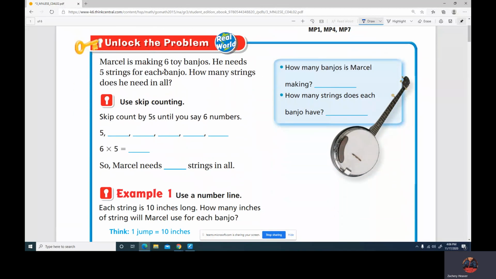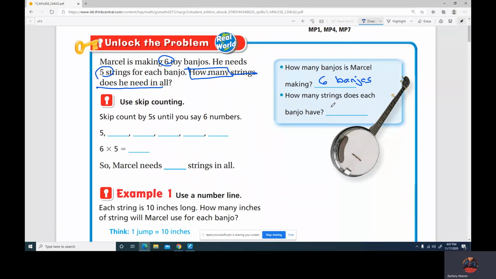So unlocking the problem. Marcel is making 6 toy banjos. He needs 5 strings for each banjo. So he's making 6 toy banjos and he needs 5 strings for each banjo. How many strings does he need in all? How many banjos is Marcel making? He's making 6 banjos.